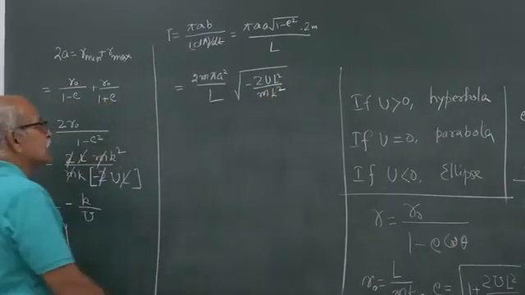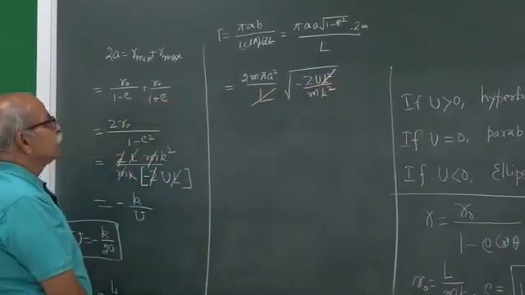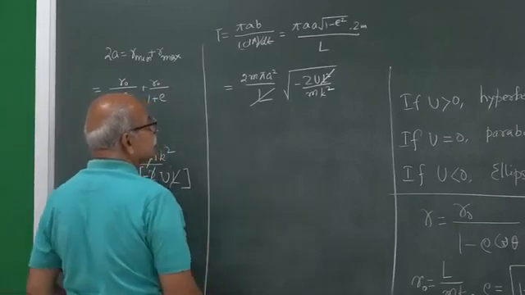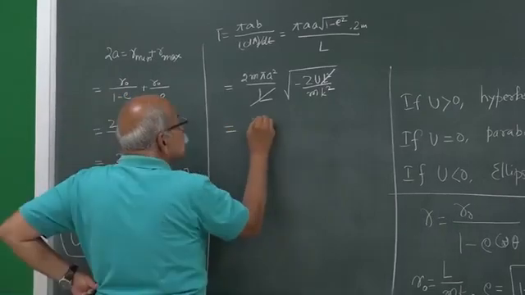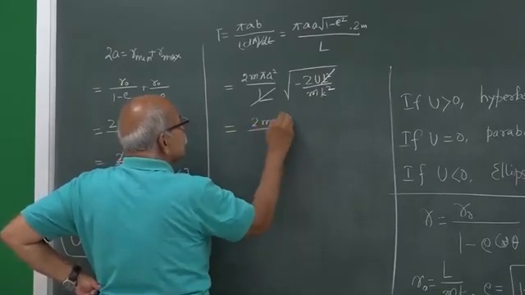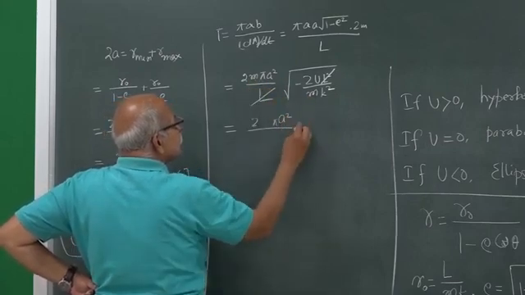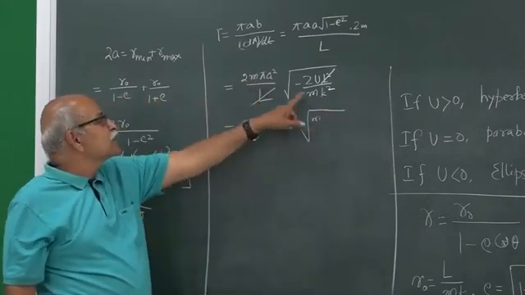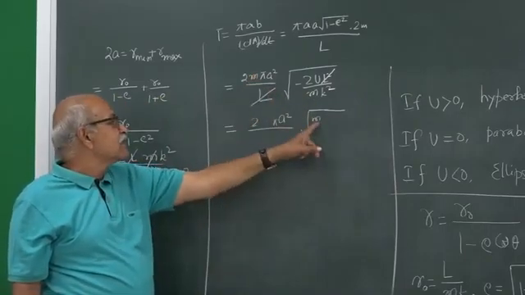What cancels? This L cancels with L square. Okay, then all right. So, this is it. So, this is equal to 2 m pi a square divided by this m. I can take inside the square root. So, this will be square root of m here, m here and square root of m here. When you cancel, square root of m goes in the numerator, that we are writing here.